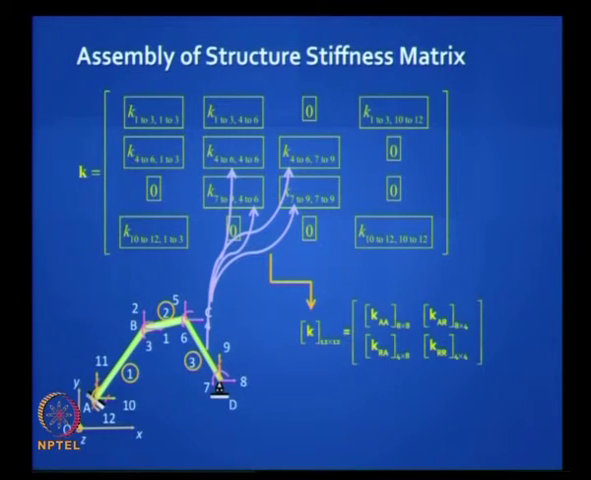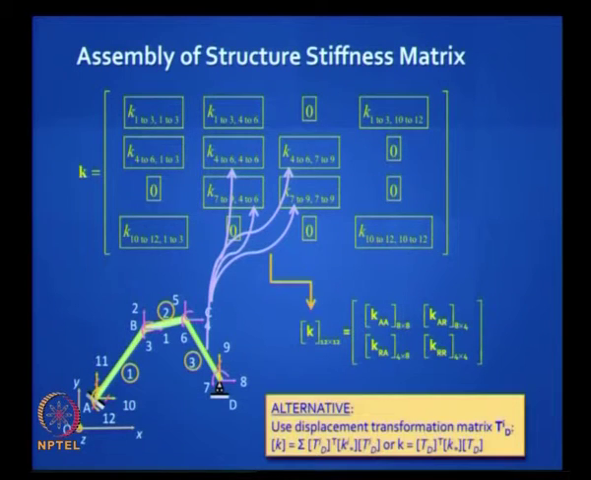This further you can partition to the active coordinates, you have 8 active degrees of freedom and the restraint coordinates. Does this make sense? Okay. And the alternative is to use what we call the displacement transformation matrix TD, which is what I want to show you next. Okay.